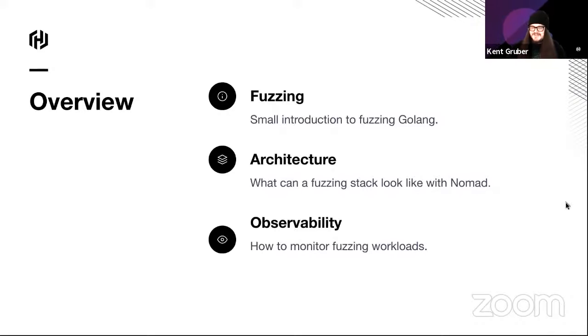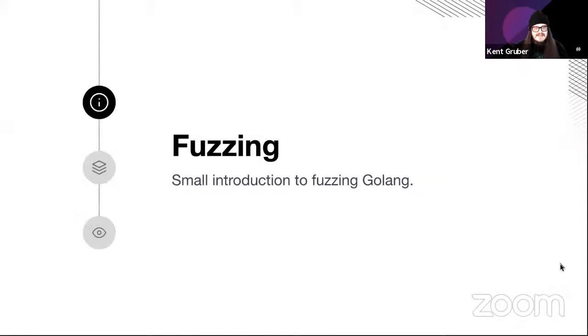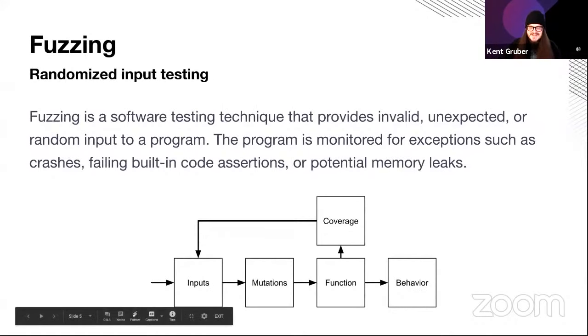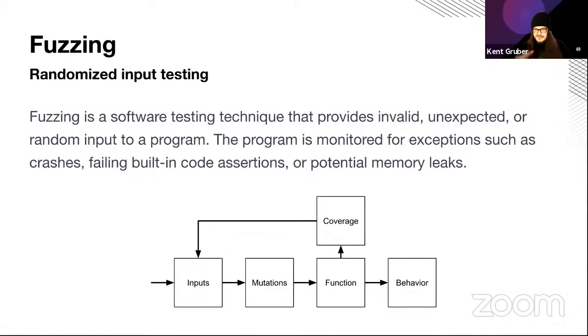to monitor fuzzing workloads. So let's get started with a small introduction to fuzzing Golang, which I think begs a small introduction to fuzzing. Let's start with this. Fuzzing is effectively, in short, a form of randomized input testing, semi-randomized. It's a software testing technique that provides invalid or unexpected input into a program or a function of a program. Then this program is monitored, looking for behaviors such as the program crashing, taking too long to execute, which could be indicative of certain problems.